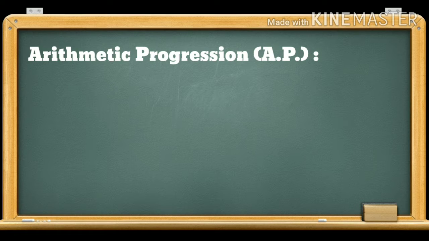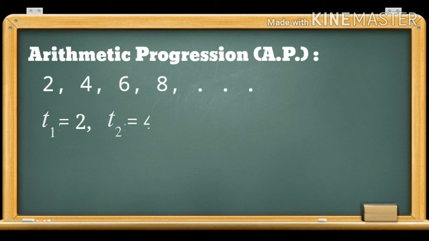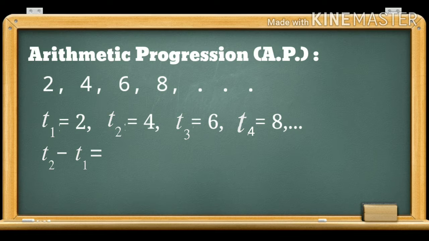So consider one sequence. Here sequence is 2, 4, 6, 8 and so on. Here first term T1 is 2. Then second term T2 is 4. Third term T3 is 6. Fourth term T4 is 8. Now we have to find difference between two consecutive terms. So T2 minus T1 is 4 minus 2 equal to 2.